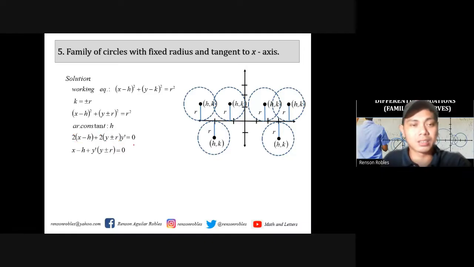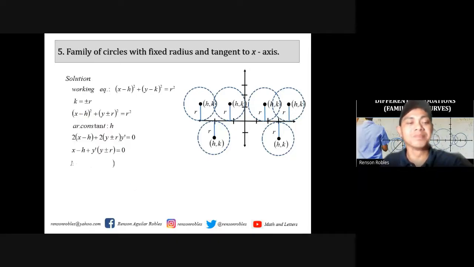And then again, to eliminate h, you can just isolate h. You just throw this on the other side, so h is equal to x + y′ times the quantity (y ± r). So that is our h. And then the next thing you need to do is to replace h here by x + y′(y ± r).